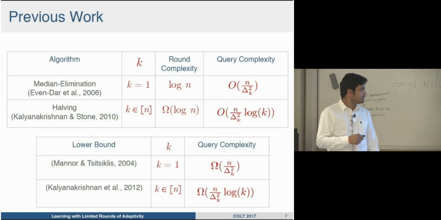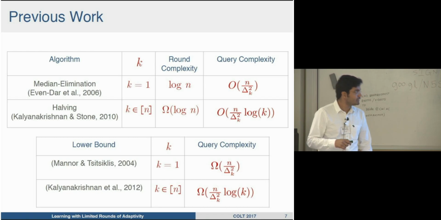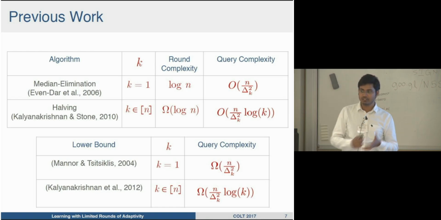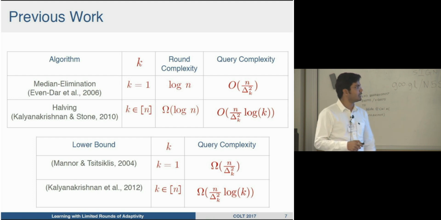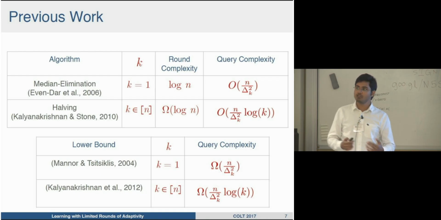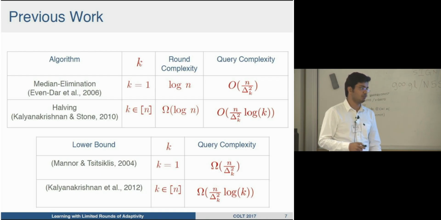So the median elimination algorithm due to Even-Dar et al., which works for when k is 1, has query complexity n over delta k squared. This algorithm is for the fully adaptive setting, but it is possible to parallelize the execution of this algorithm and run it in log n round complexity. An extension of this algorithm is due to Kalyanakrishnan and Stone, which works for any k and has roughly the same query complexity with an additional log k factor and roughly the same round complexity. And there are also matching lower bounds known for this problem, meaning that the query complexity of these algorithms is worst case optimal.